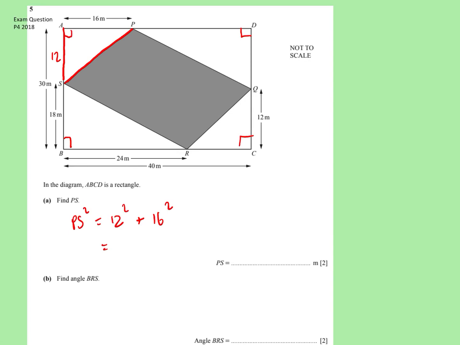Okay, so let's do that. 12 squared plus 16 squared equals 400. So the square root of 400 is 20. So PS is equal to 20 meters.